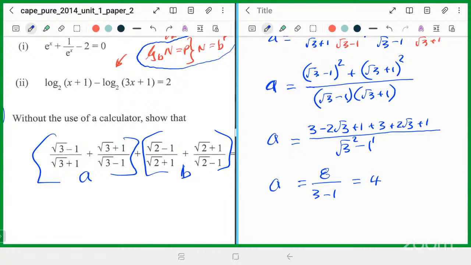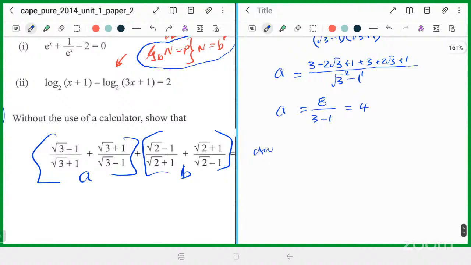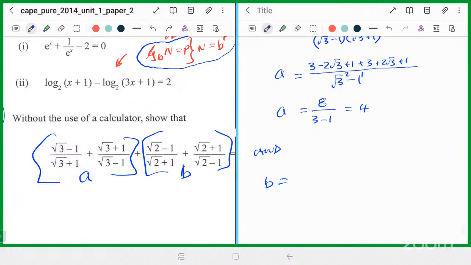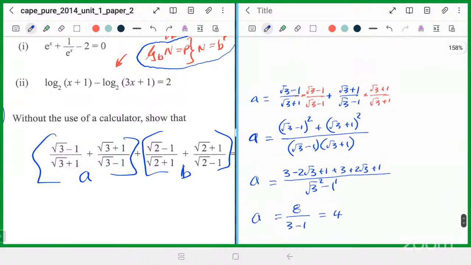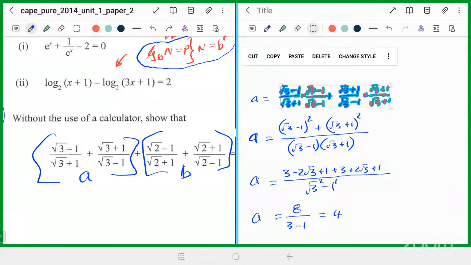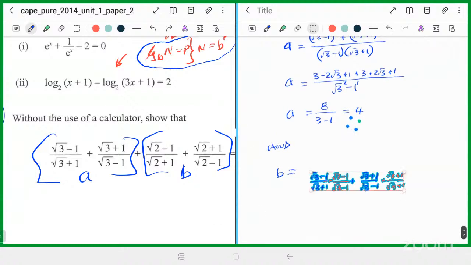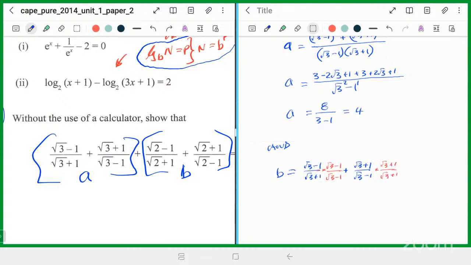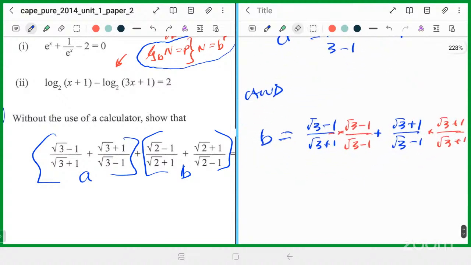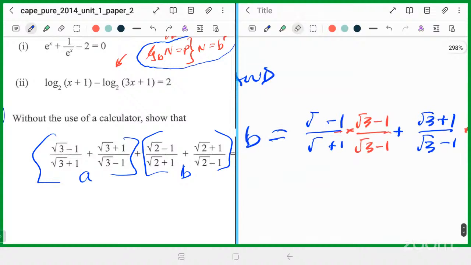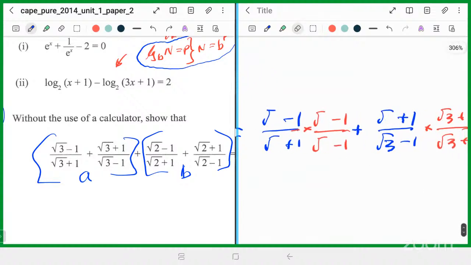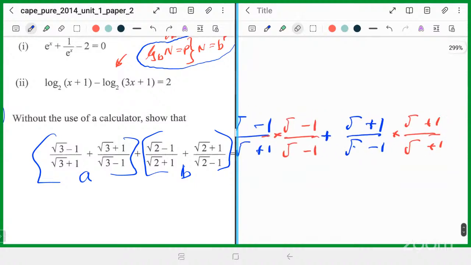I'm going to do the B part the same way basically. The B part of it is almost the same thing we're doing. So we can even just copy these down and change the 3 to 2 in these expressions. Change the 3 to 2. For the B, we just have 2 instead of 3. All right, so all these 3's become 2.